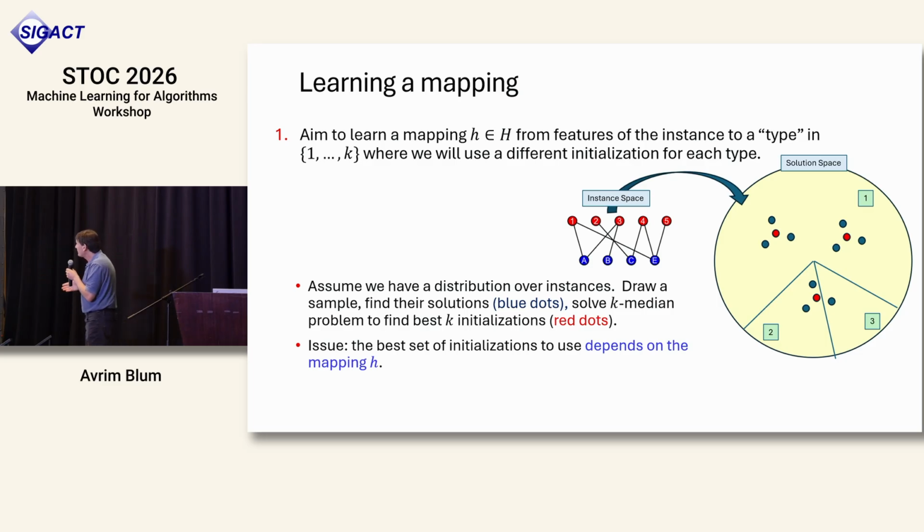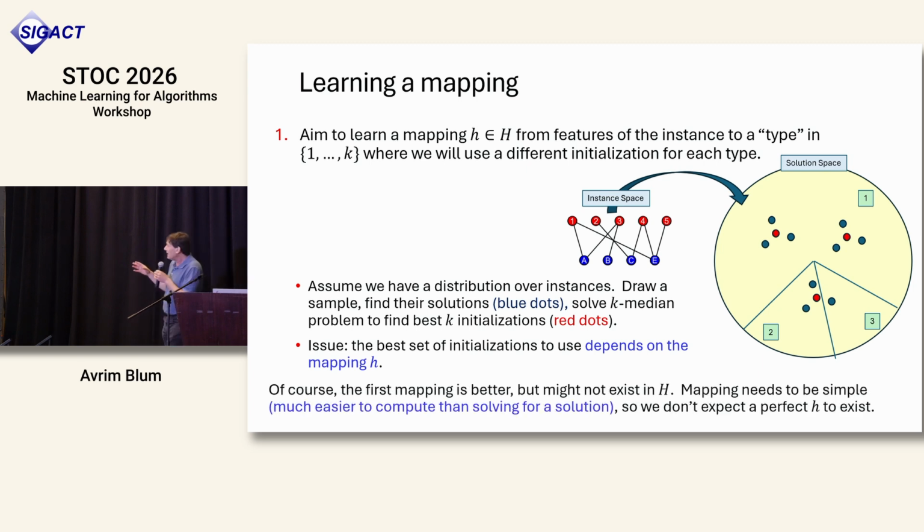We really prefer the first one, but we might not be able to find the first one in our family, because after all, this function that's mapping instance to type, where we say, hey, is this a type 1 instance, a type 2 instance, or a type 3 instance, has to be a fast function. It can't be that the way it works is it first solves the problem to figure out which initialization to use. That would be stupid, right? So it's got to be something that's fast, and so you don't know exactly where that solution is going to lie. So we don't really expect there's going to be a perfect function.